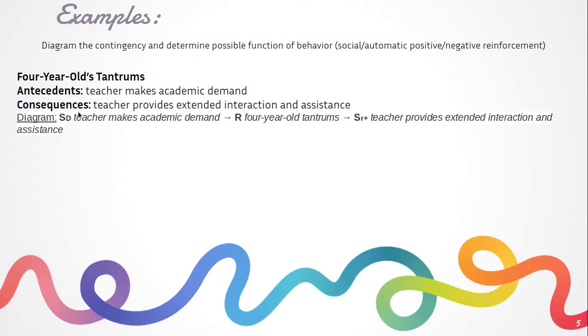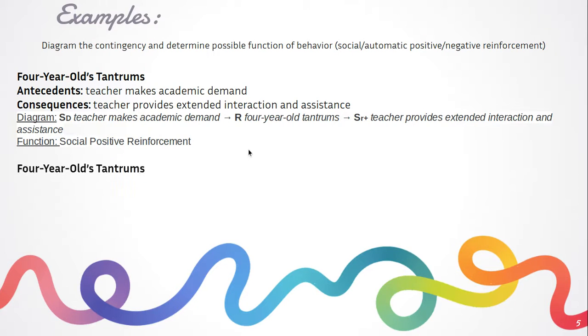The diagram shows that the SD is that the teacher makes an academic demand. The response is the 4-year-old tantrums. The SR plus, in this case it would be a plus because it's positive reinforcement, is that the teacher provides extended interaction and assistance. This would be positive reinforcement because the teacher is adding their attention and their interaction. So the possible function of behavior would be positive reinforcement, and since the teacher has to be present for this, it would be social. So the function is social positive reinforcement.